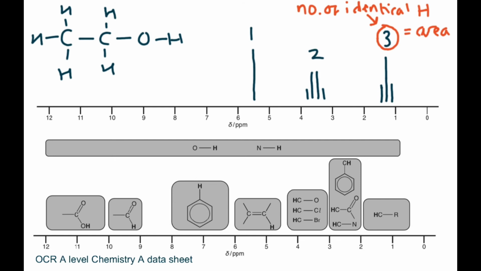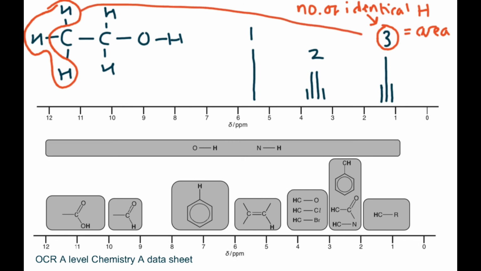Let's look at our molecule, and we have got 3 identical hydrogens. They're all sat on the same carbon. Those 3 hydrogens have made that peak. The next thing we need to look at is the splitting. The hydrogens are affected by the hydrogens around them; they interact and split the signal.